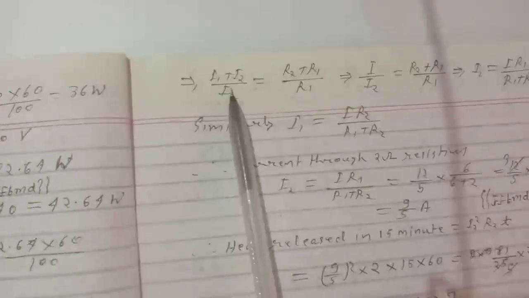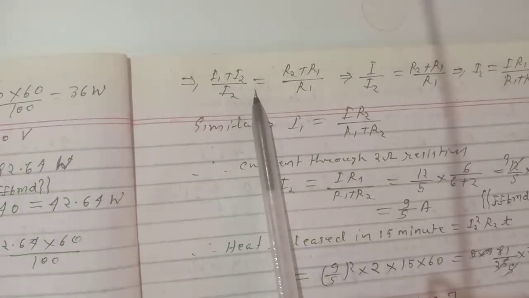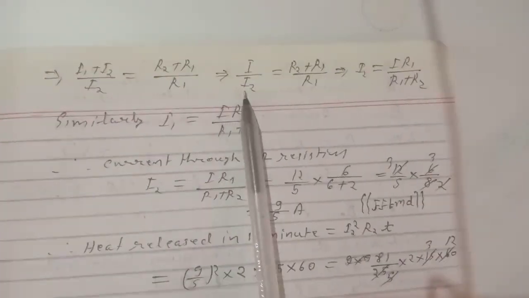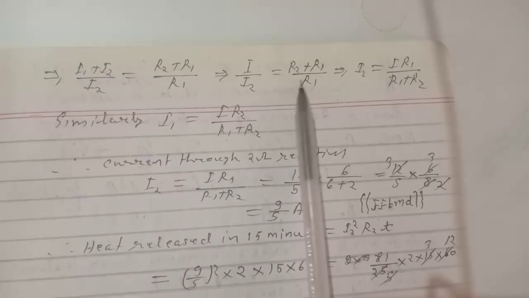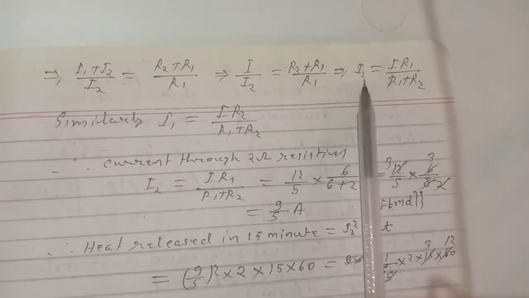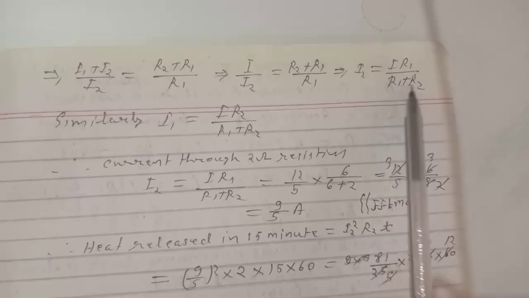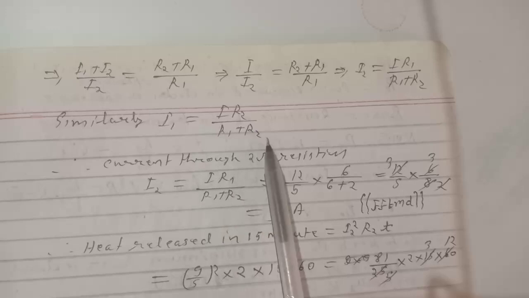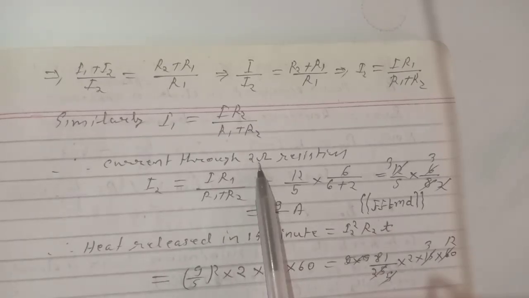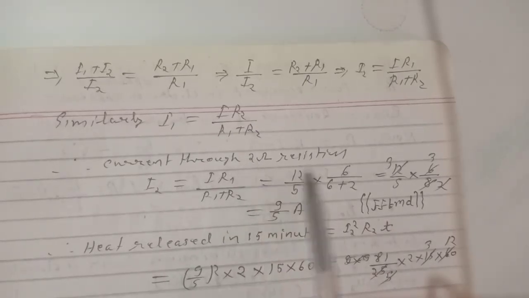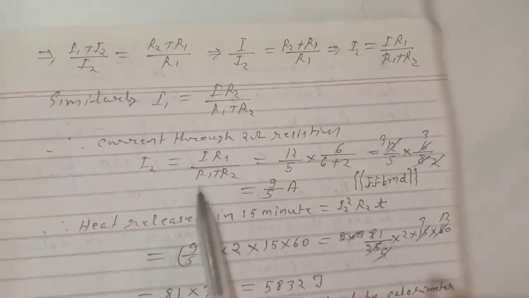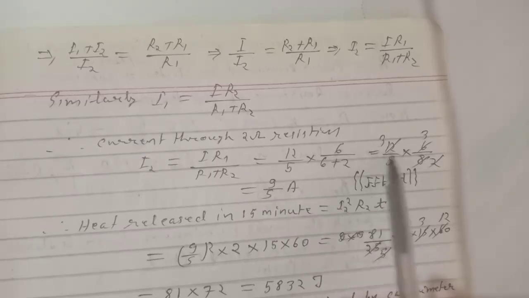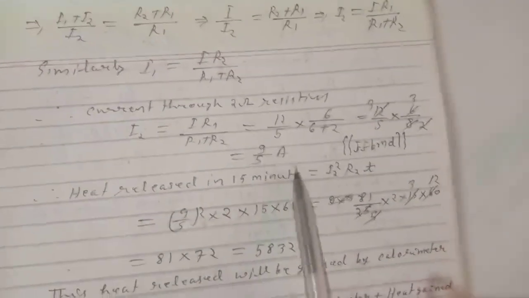Or this implies I1 plus I2 by I2 equals R2 plus R1 by R1. This implies I by I2 equals R2 plus R1 by R1, or I2 equals I R1 by R1 plus R2. Similarly, I1 equals I R2 by R1 plus R2. Hence current through the 2 ohm resistor, I2 equals I R1 by R1 plus R2, equal to 12 by 5 into 6 by 6 plus 2. Solving we get 3 by 5 ampere.